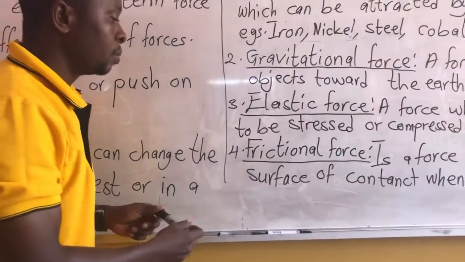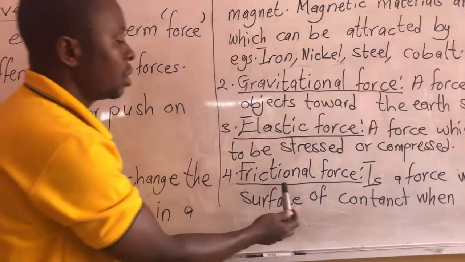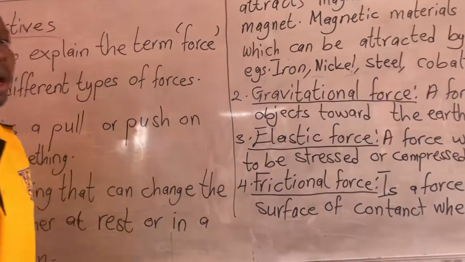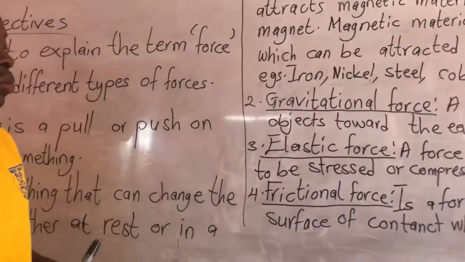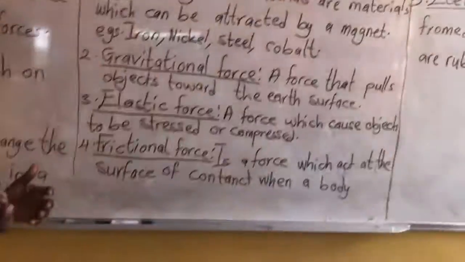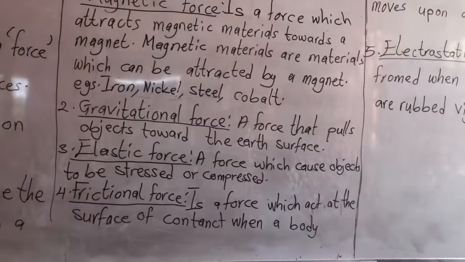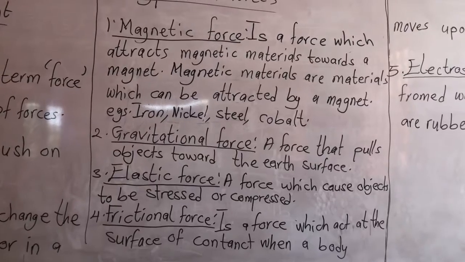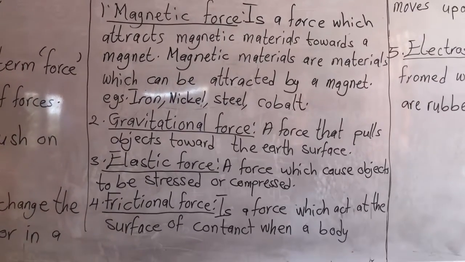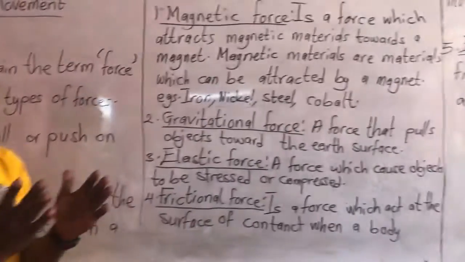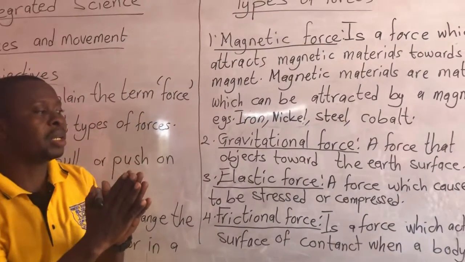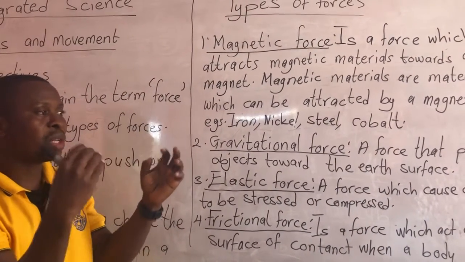Now let's continue with the next force. We have frictional force. I would say frictional force is a force which acts at the surface of contact when a body moves upon another body. When a body moves upon another body, we have a frictional force.